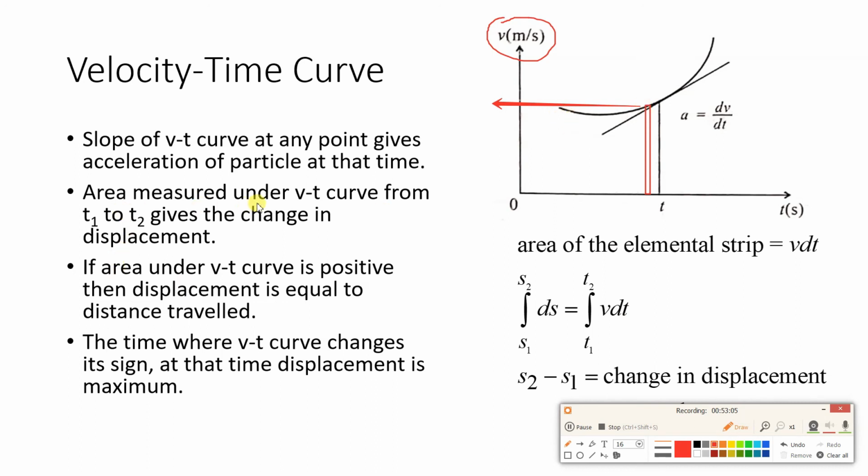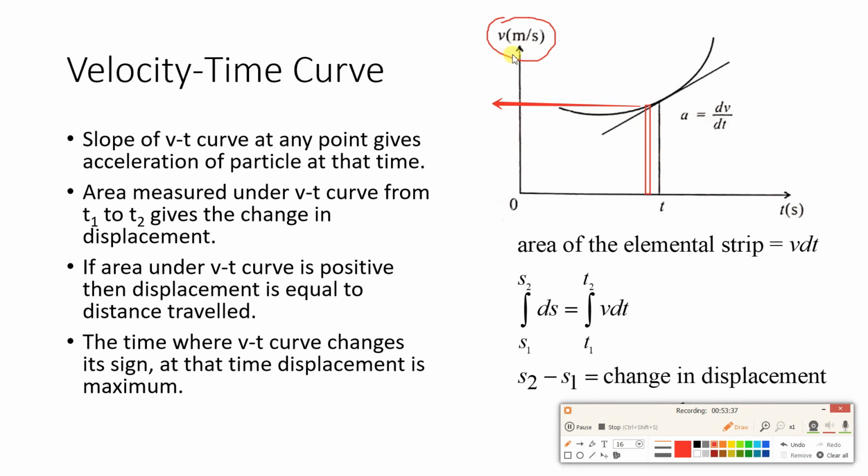Area measured under VT curve from time t1 to t2 gives the change in displacement. If you see this equation, it will be integral s1 to s2 ds is equal to integral t1 to t2 v dt. Now if you integrate this, you will get s2 minus s1, which is the change in displacement. So what is this S2 minus S1? It is change in displacement.